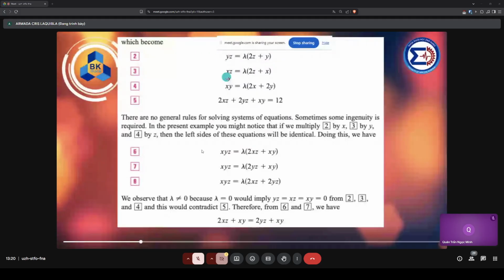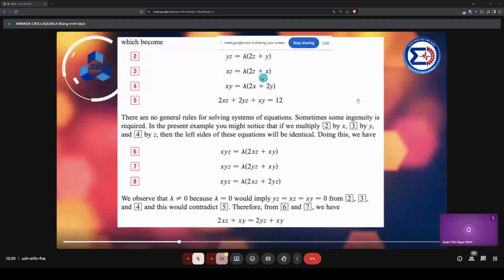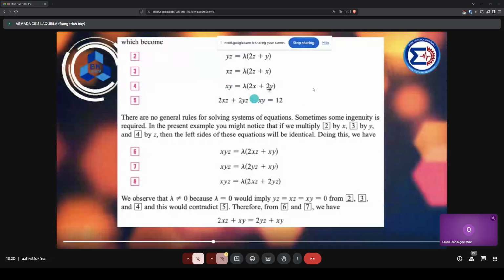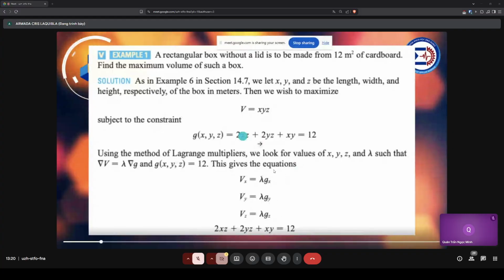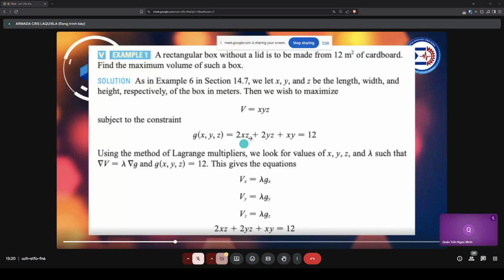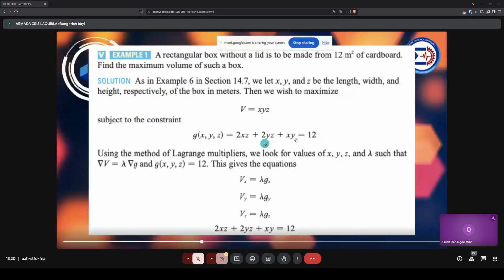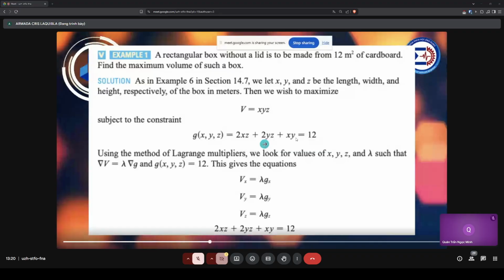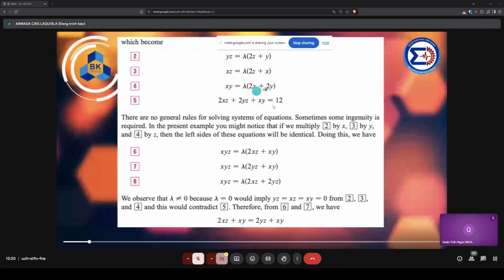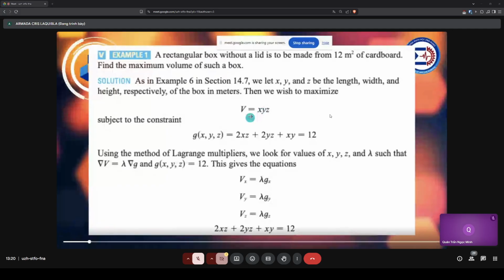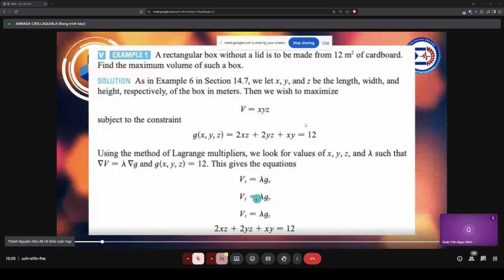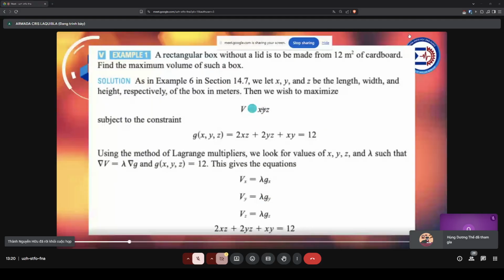So this is your Vy, this is your gy, this is your Vz, and this is your gz, which is 2x plus 2y. As you can see, going back to g, with respect to z we have 2x plus 2y as the derivative, since the derivative of xy with respect to z is 0. And that is why this is your last result here, 2x plus 2y. And then xy is the derivative of V with respect to z. That is your Vz, Vz is equal to xy, correct? And that's it.